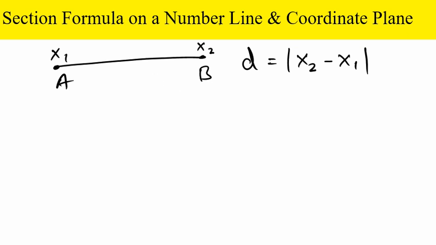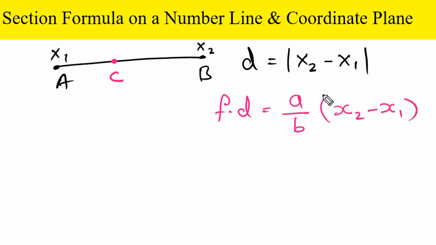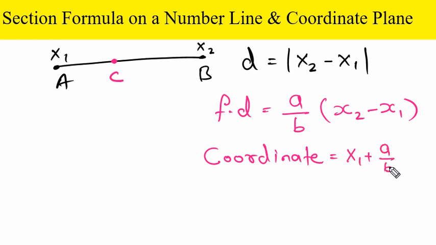Now if you have a point C between A and B, from A to B there is a point C. So what is the fractional distance of point C from A to B? The fractional distance will be A over B times x2 minus x1, right? This is what we have studied. Now the coordinate for point C will be the first point plus A over B times x2 minus x1, right? This is your fractional distance on a number line. This is the coordinate of point C on a number line.